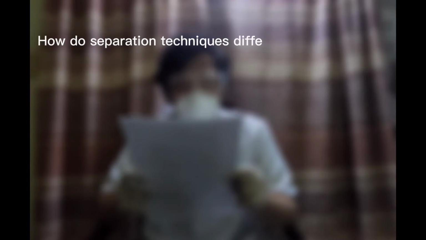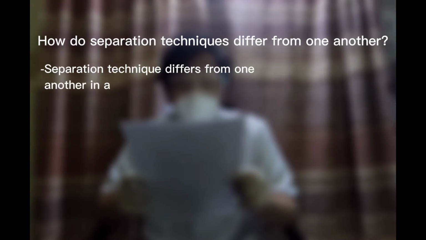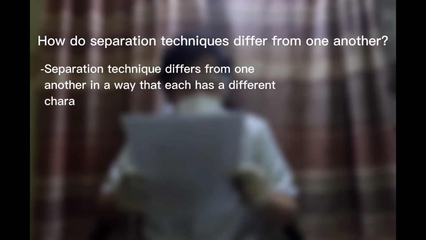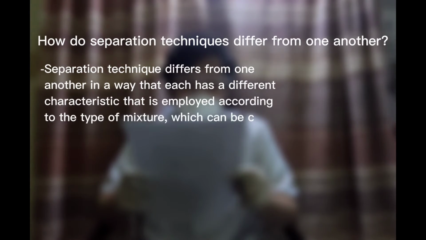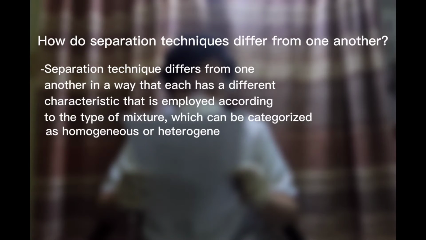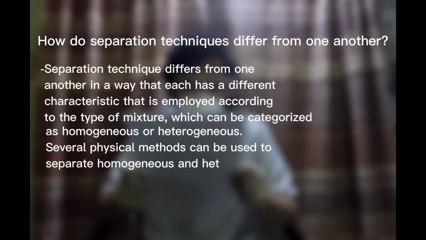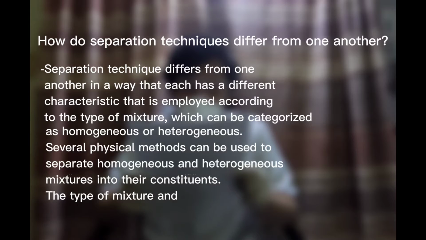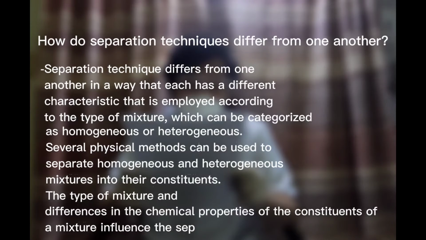Now for our third question, how do separation techniques differ from one another? Separation techniques differ from one another in a way that each has different characteristics that are employed according to the type of mixture, which can be categorized as homogeneous or heterogeneous. Several physical methods can be used to separate homogeneous and heterogeneous mixtures into their constituents. The type of mixture and the difference in the chemical properties of the constituents of a mixture influence the separation technique used.